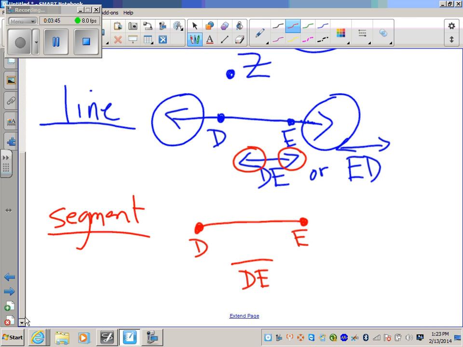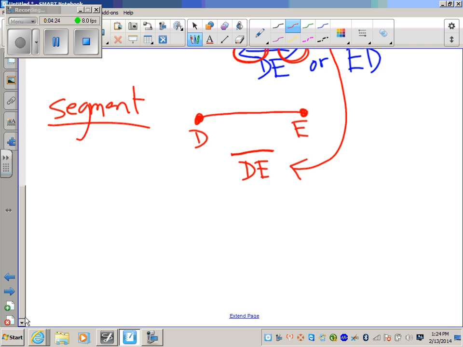Now, if you try to label the line with that, you're not talking about the whole line. If you label DE with just a segment bar over the top, what are you talking about, even if you want to talk about this whole thing? You're only talking about from here to there. If you want to show that it's a line, then on your label, you need to put the arrows. Otherwise, you're just talking about the segment, not the line. Does that make sense? So whatever it is you're trying to label, make sure your label is consistent with the letters that you use.